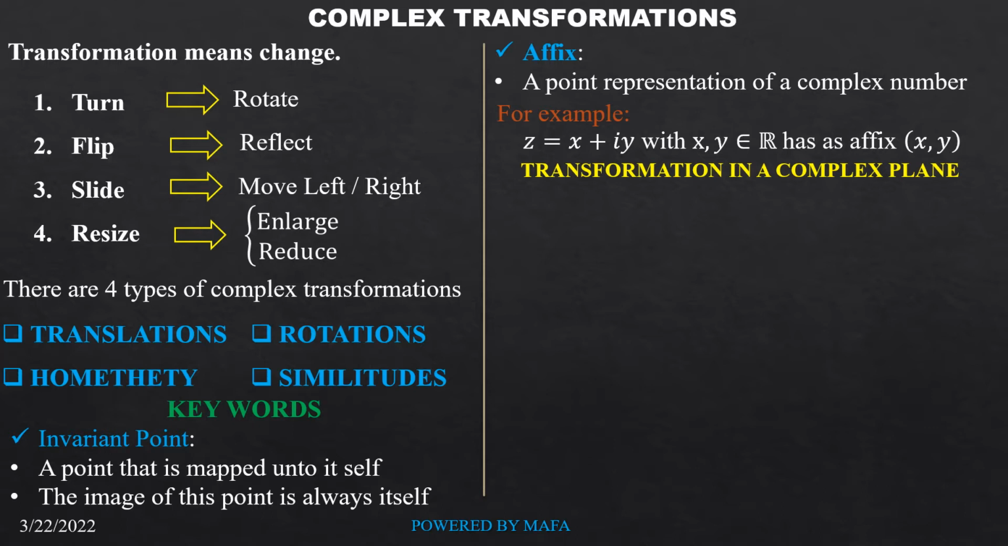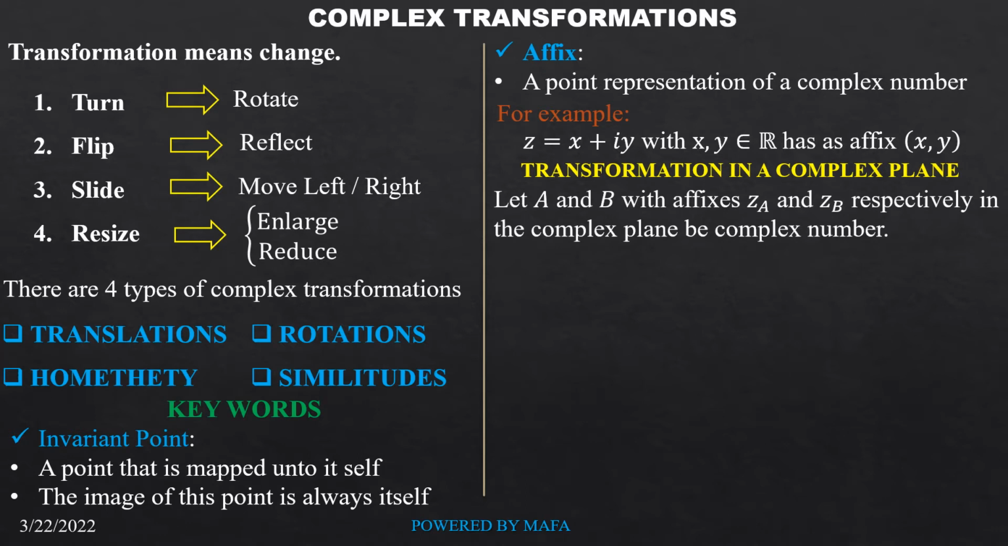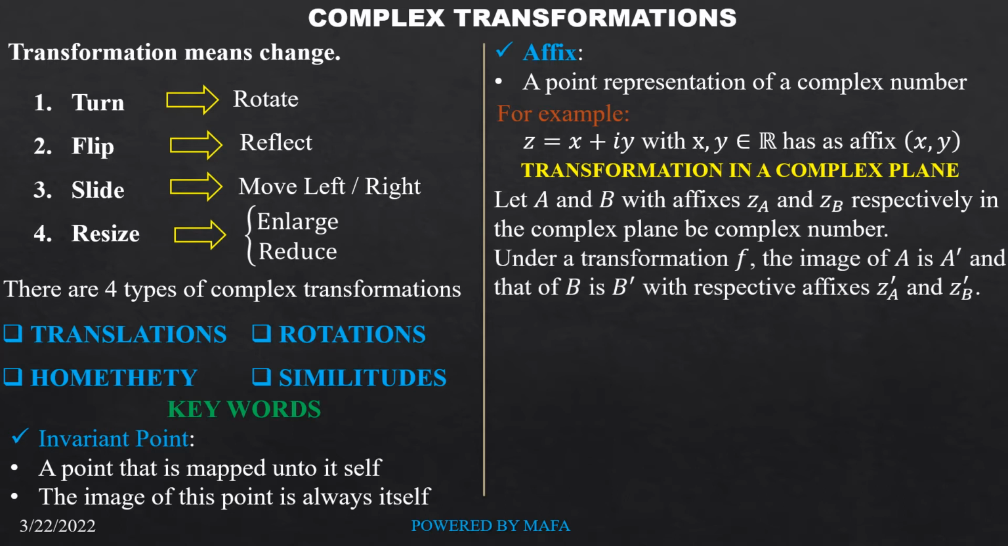Now let's see in detail what transformations in a complex plane are all about. Let's consider two points, a and b, specifically two complex numbers a and b, whose affixes are za and zb respectively. Now under a certain transformation f, the image of the complex number a is a prime and the affix is za prime. The same thing happens to b. Now generally in the complex plane, all transformations are represented in this form. Here our transformation is f, so it's transforming the point z to the point z prime.